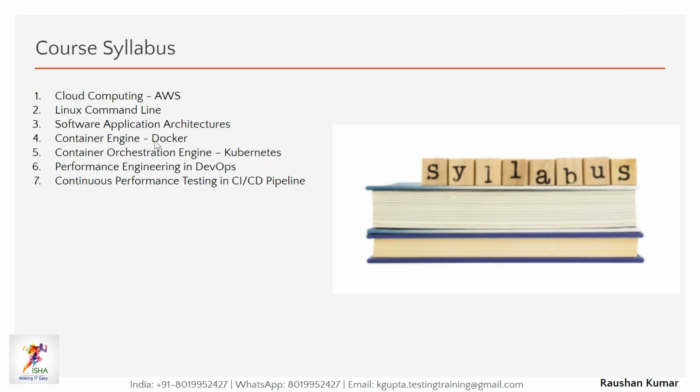Then we'll look into software application architectures, mostly monolithic and microservices here. And when we look into Docker, this container engine, we'll go in detail on how we create containers and how we manage everything. Then we're going to talk about Kubernetes. And we have taken EKS. Mostly I am discussing EKS, Elastic Kubernetes Service, and normal Kubernetes as well, in both ways. Then we're going to talk about performance engineering and DevOps, how performance engineering fits in DevOps, and then the CI/CD pipeline using Jenkins.